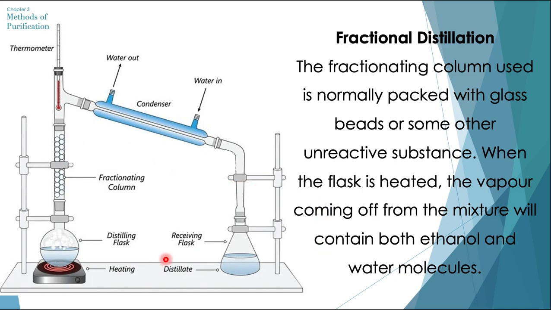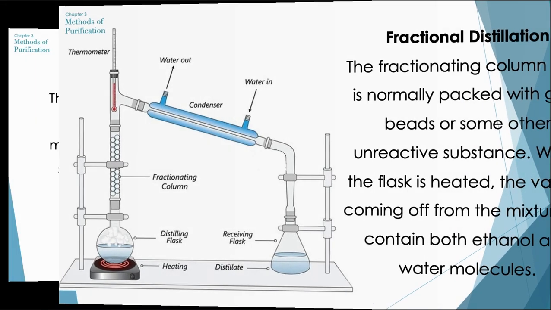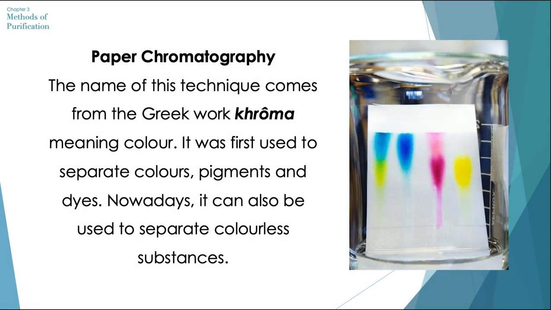So this brings us to the last method of purification, which is paper chromatography. Now, paper chromatography is quite a different technique compared to all of the ones that we've seen so far. It is very interesting. The name of this technique comes from the Greek word chroma, meaning color. It was first used to separate colors, pigments, and dyes. But nowadays, it can also be used to separate colorless substances.